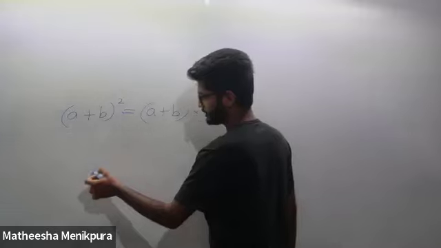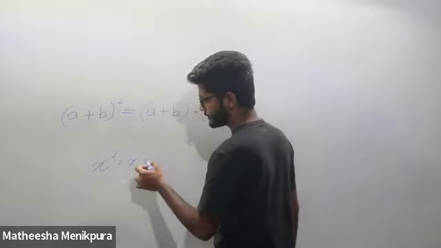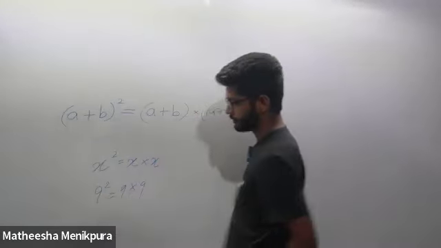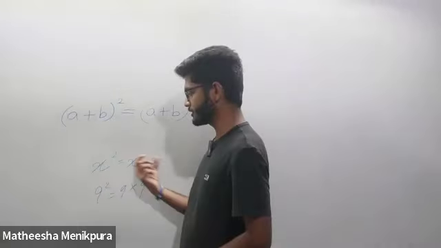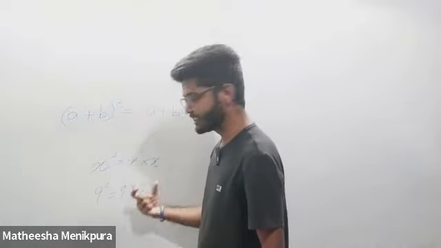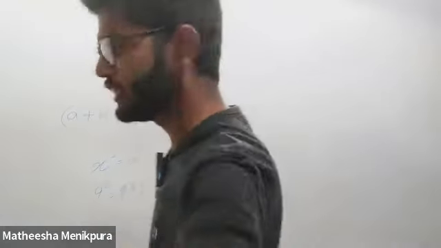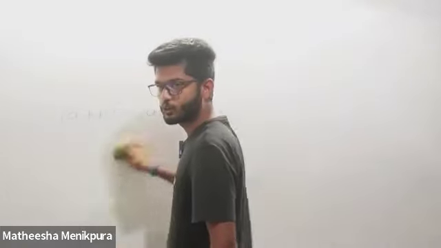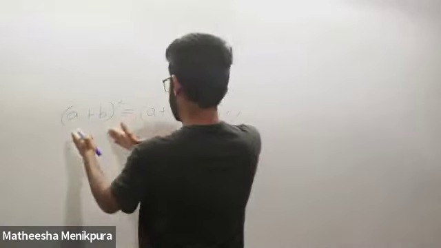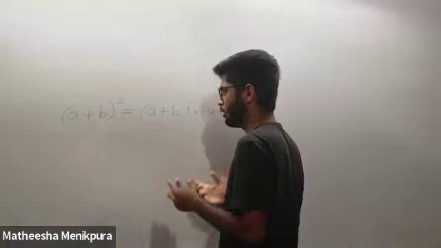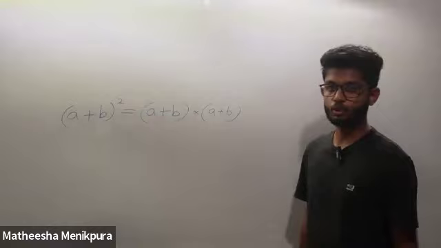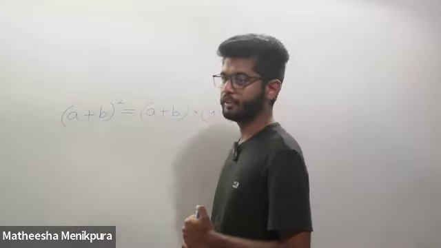Normally x squared means we have to multiply x by x. 9 squared means 9 multiplied by 9. Here we have two x letters multiplied with each other. So (a plus b) squared means a plus b multiplied by a plus b, or two (a plus b)'s multiplied with each other.